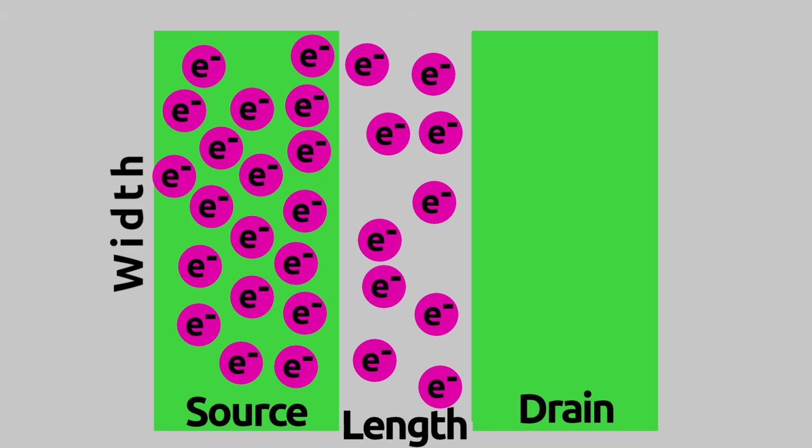Now the longer they need to get across, the longer before the next guys in line can jump in the pool and swim across too. So bigger length equals less current. In the end, it's all super complicated, and there are a bunch of effects to consider, especially as you get smaller. But with other things being equal, to a first order, you can think of current through a FET being proportional to width over length.